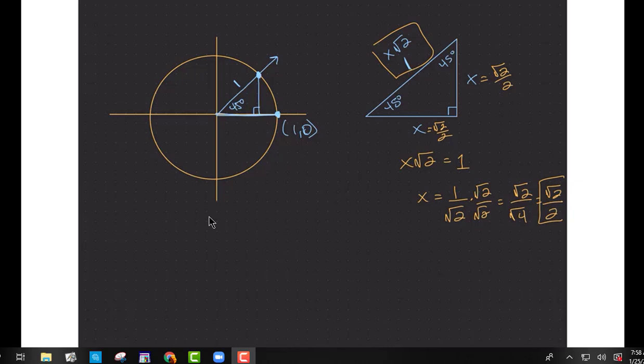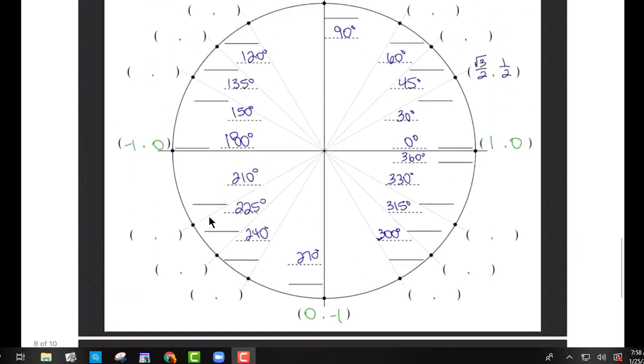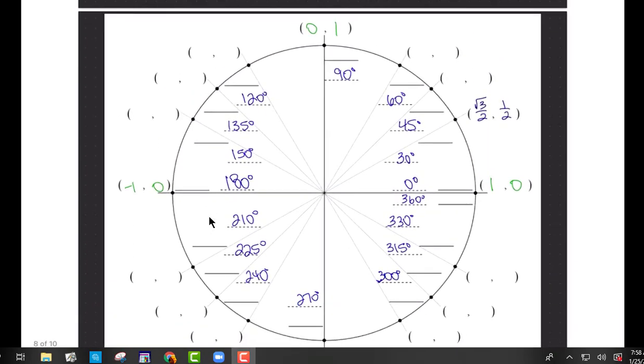Think we could figure out our point? How far did we go over? Square root of 2 over 2. Good job, yep. And then how far did we go up? Square root of 2 over 2. Good job. So then back on your unit circle, we can fill in 45: square root of 2 over 2 and square root of 2 over 2.